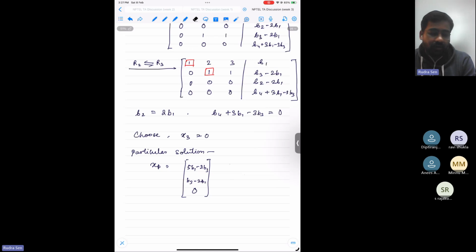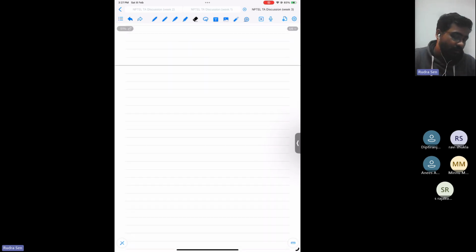This one is my particular solution. Now, next move to the concept of linear span, independence, basis, and dimension. Okay.